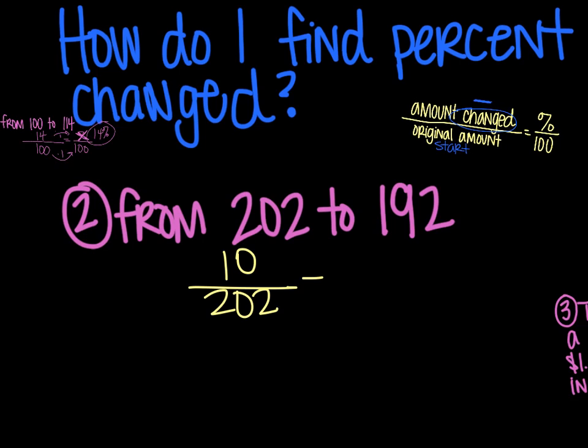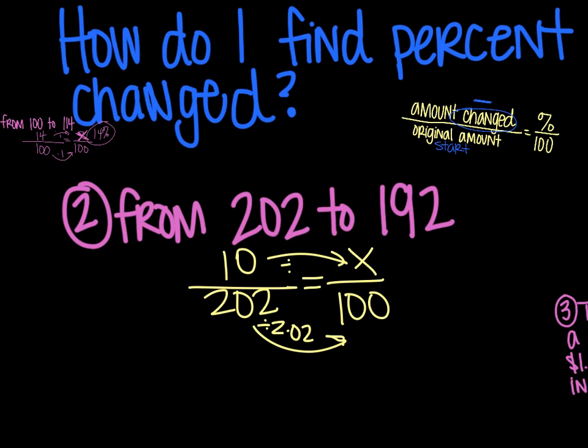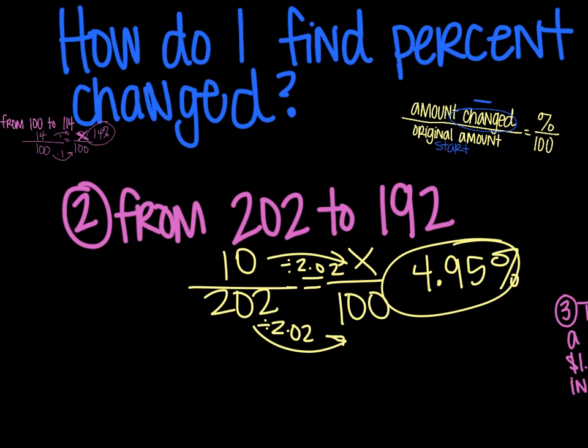The difference was 10. Equals my percent over 100. And then you could simplify if you wanted to. Otherwise, we can divide as we go. 202 divided by 100 is 2.02. And I'm dividing because I'm getting smaller. 2.02. So I take 10 and divide 2.02. And I get x to be 4.95. Okay, and we're talking about percent. So it decreased almost 5%.